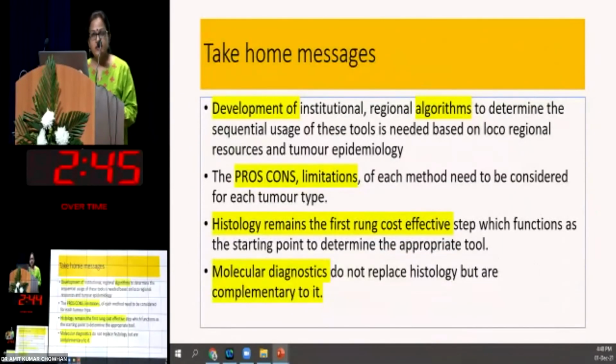So the take-home messages would be that there is a need to develop institutional and regional algorithms to determine the sequential use of these molecular tools based on local resources and tumor epidemiology. The pros, cons, and limitations of each method have to be considered for each tumor type. Histology still remains the first rung cost-effective method, and molecular diagnostics do not replace it but are complementary to it.